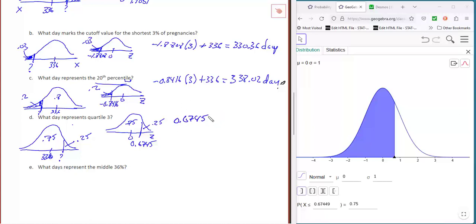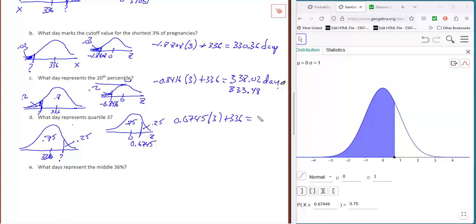Times 3 plus 336, and what do I get? You get, type in 338. Is that right? Oh, this number is incorrect. I was looking at the wrong place. It should have been 333.48 days. Sorry about that.